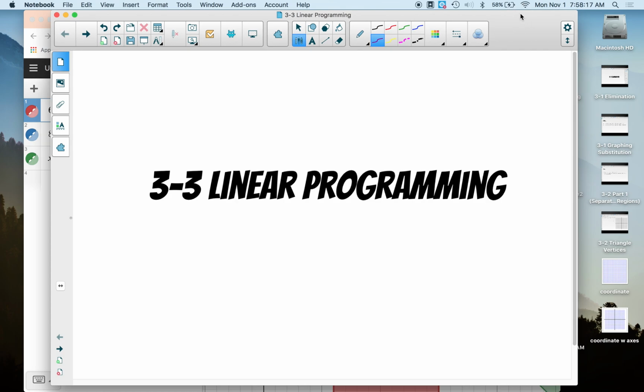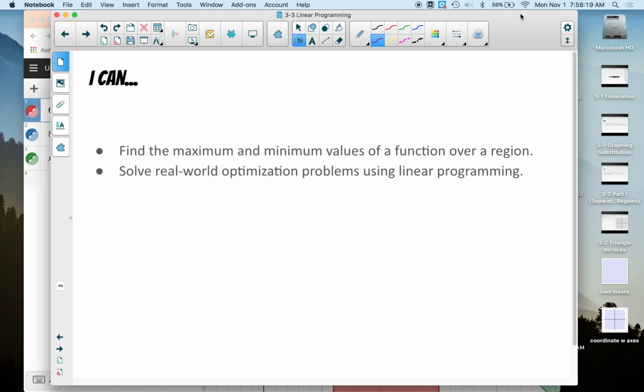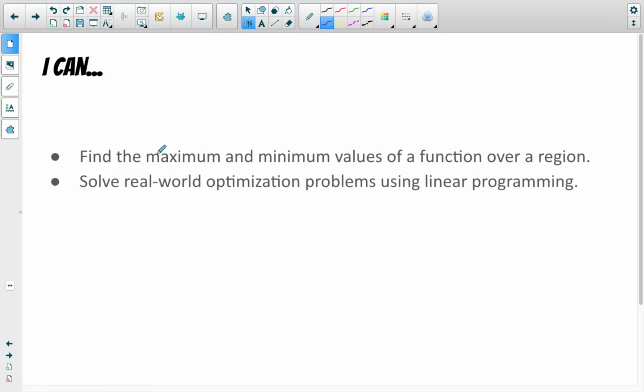Welcome back. This is 3.3, all about linear programming. We will be able to find the maximum and minimum values of a function over a region, and we'll be able to solve real-world optimization problems using linear programming.